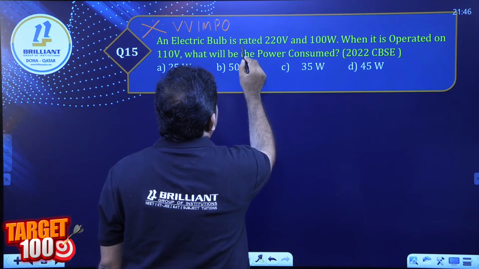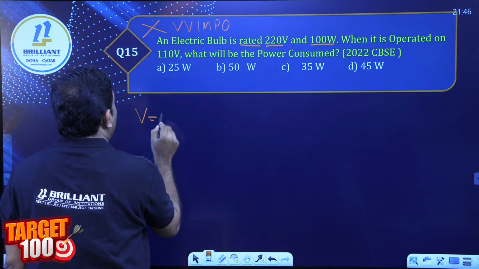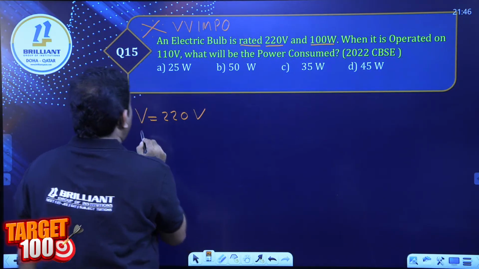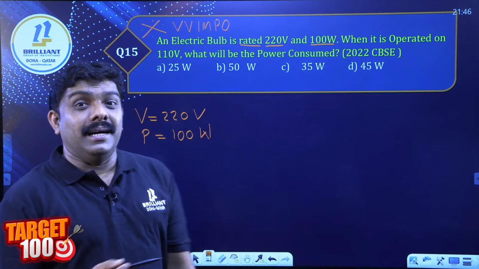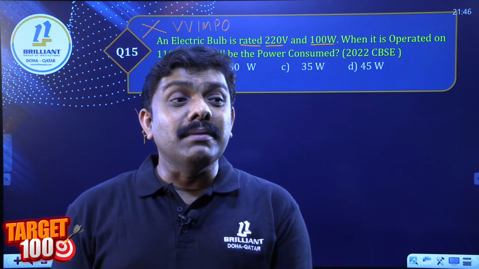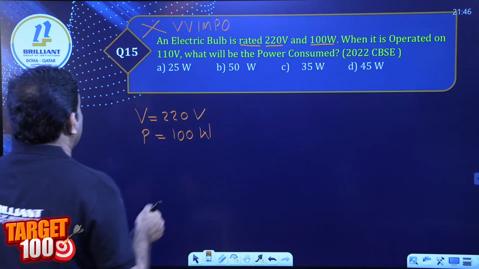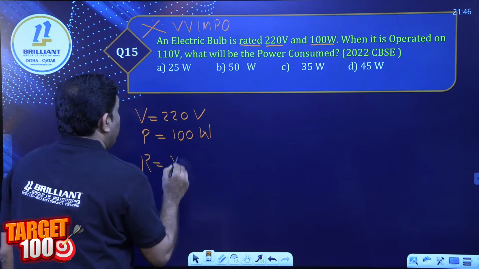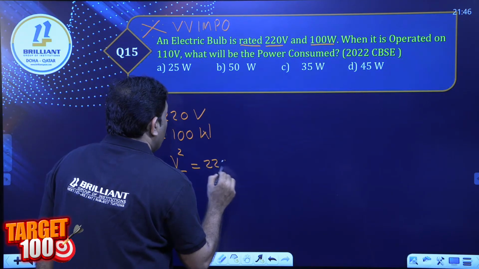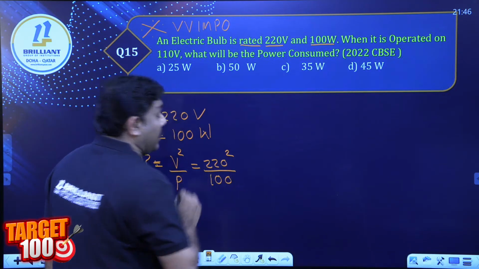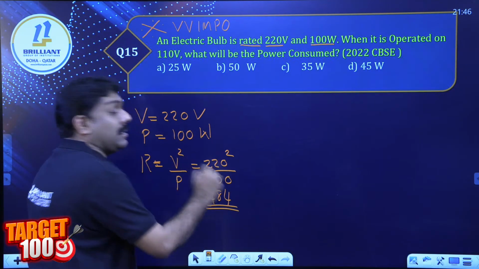An electric bulb is rated 220 volt and 100 watt. So voltage is given as 220 and power is given as 100 watt. From this data, what can we calculate? We can calculate resistance, because power and voltage are given. R equal to V square by P. So V square, that is 220 square divided by 100, that is 484. So 484 is the resistance.